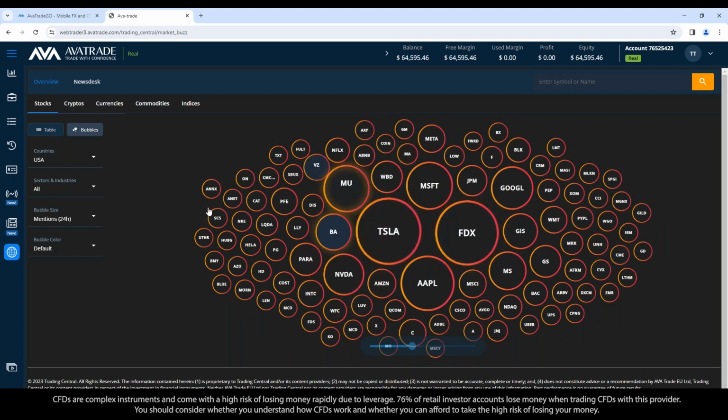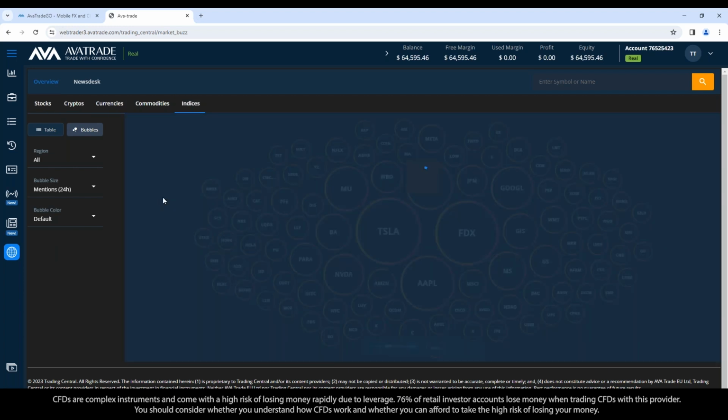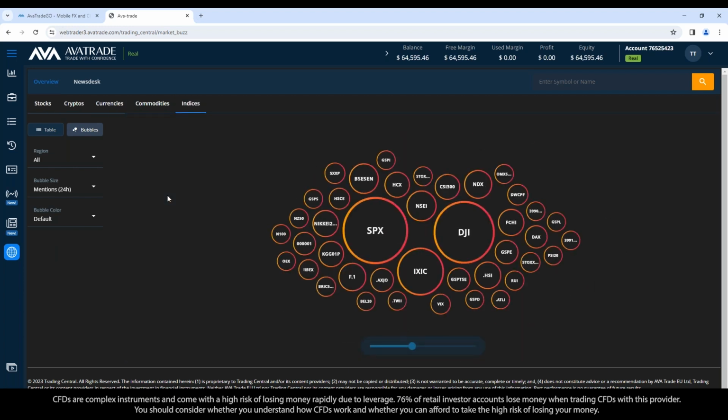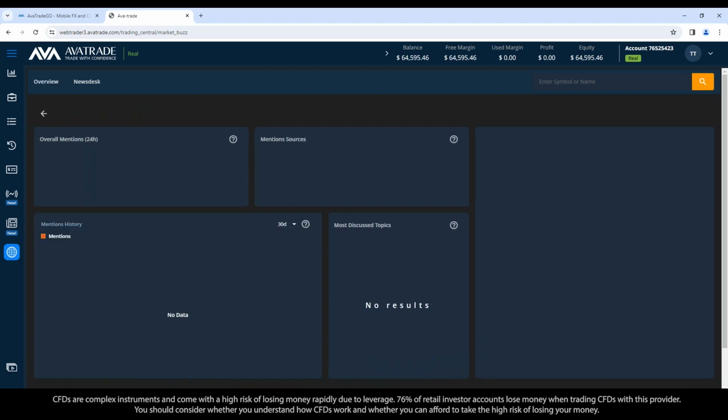So we can look at individual stocks, and the bigger the circle in the pictogram, the more it's trending online, the more mentions and articles were found on it. We can switch categories: stocks, cryptos, currencies, commodities, etc. Maybe we look at the indices and pick one that's trending nicely. We can see that the S&P 500 has 525 mentions online. So let's take a look at that.